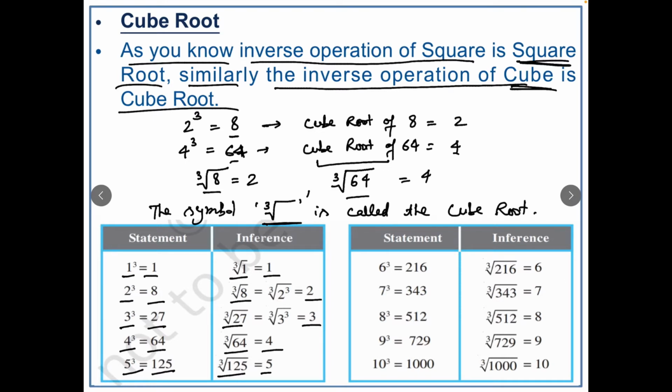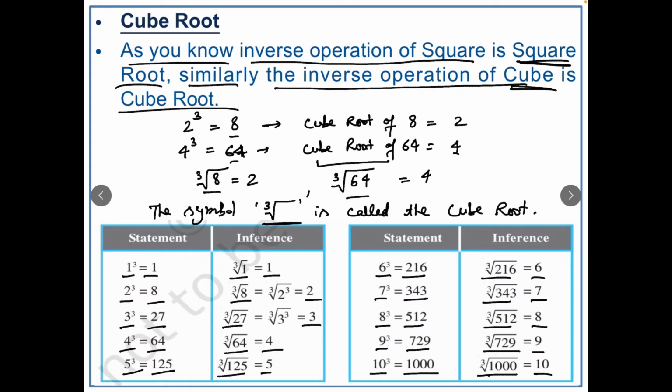In a similar way, we have other numbers. Cube of 6 is 216, and the cube root of 216 is 6. Cube of 7 is 343, and the cube root of 343 is 7. Cube of 8 is 512, and cube root of 512 is 8. Cube of 9 is 729, and the cube root of 729 is 9. And the last one, cube of 10 is 1000, and cube root of 1000 is 10. That's how we write the cubes and the cube roots of numbers.